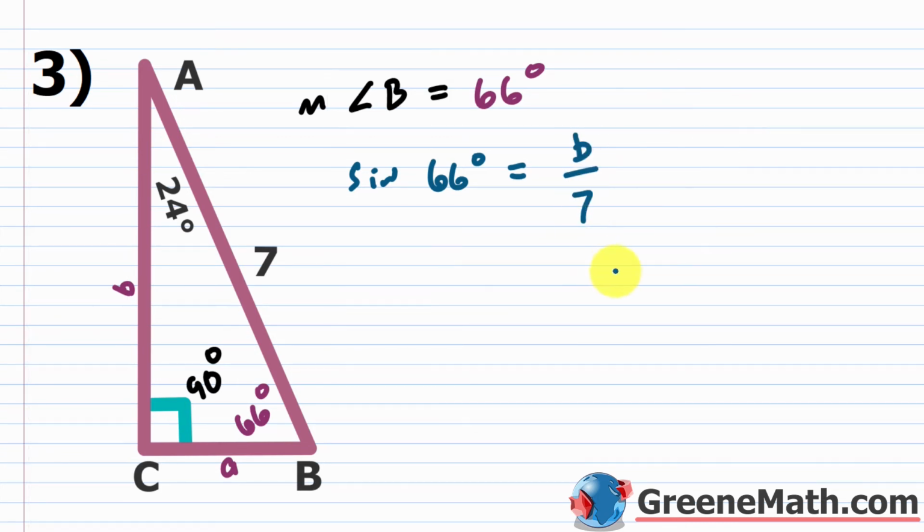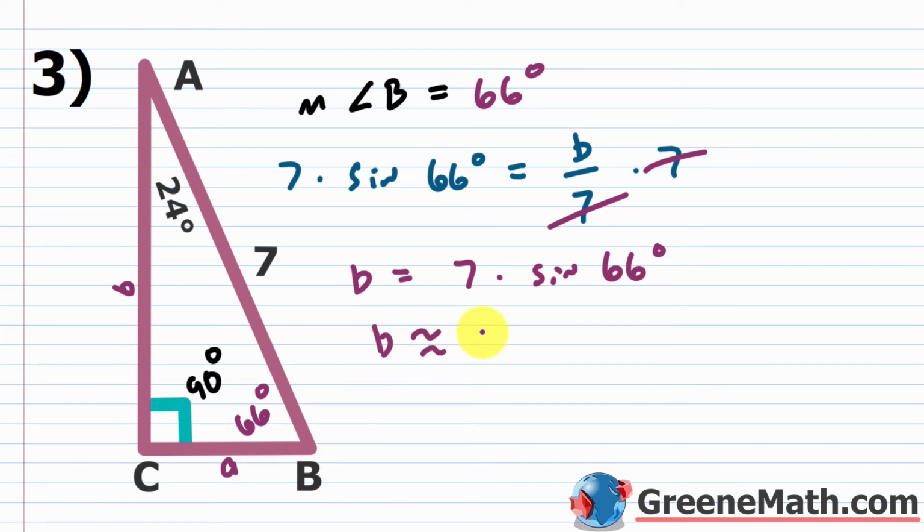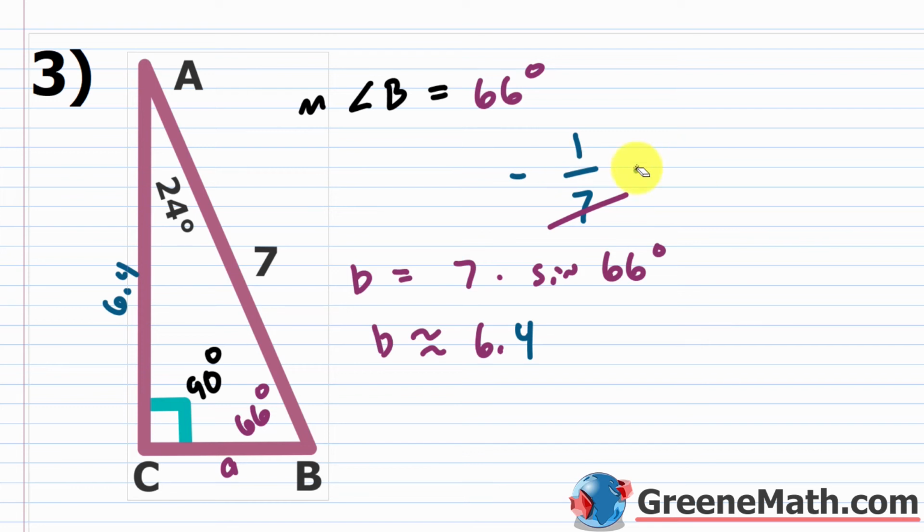What you could do here, let me get rid of this scratch work. You could just multiply both sides by 7 so that you can clear that denominator. So this is going to go away. And you could say that B is equal to 7 times the sine of 66 degrees. So let's punch that into the calculator. And I would say that B is approximately 6.39481. And I can just stop there. We're going to round to the nearest tenth. So looking at the 9 that's in the hundredths place, that falls in the category of 5 or greater. So I'm going to add 1 to this 3 and cut everything else off. So B would be approximately 6.4. Let me get rid of this and just put 6.4 like that. And I'll get rid of all this scratch work.